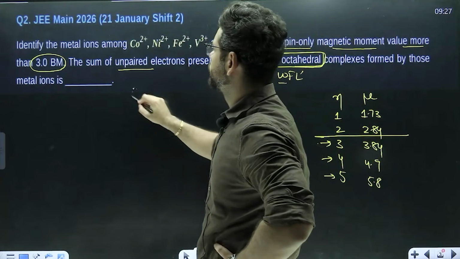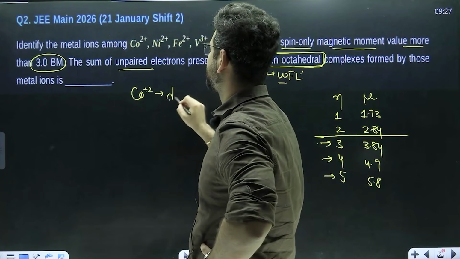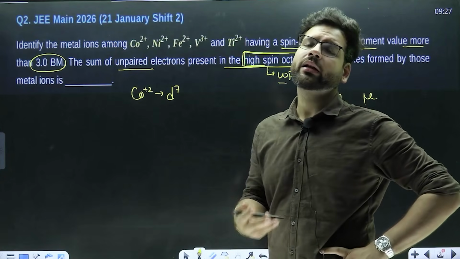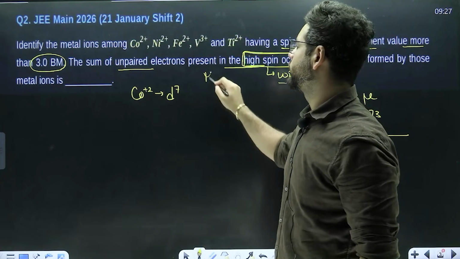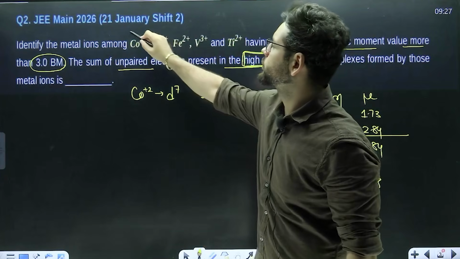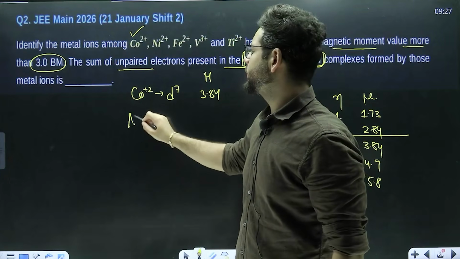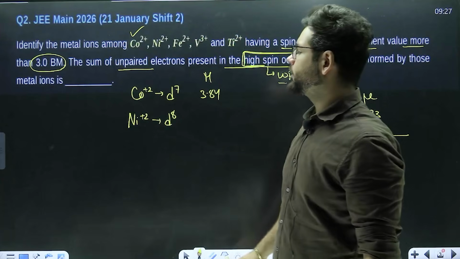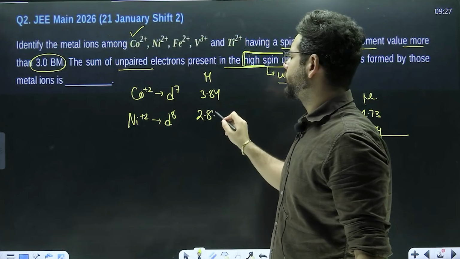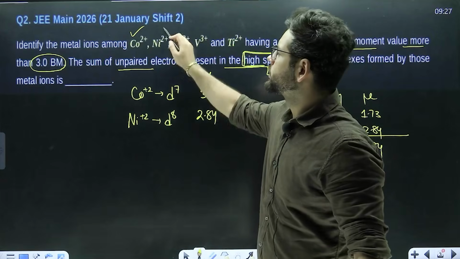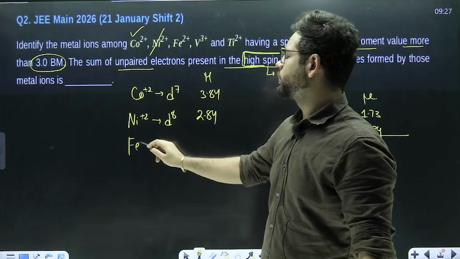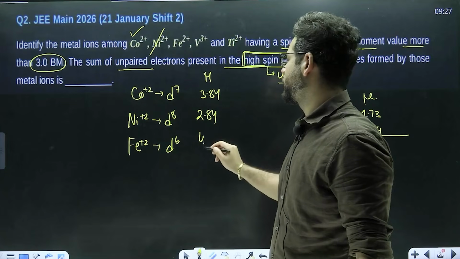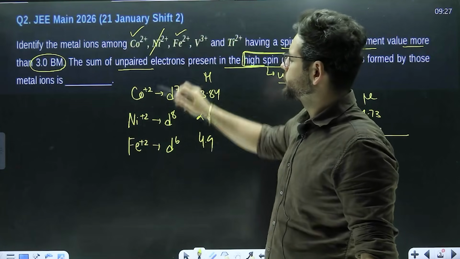Cobalt plus 2 is a D7 configuration. Okay, D7 when you draw, you will get 3 unpaired electrons. So its mu value will be 3.84. So yes, I have to choose it. Nickel plus 2 is a D8 configuration. D8 means 2 unpaired electron, 2.84 Bohr magneton. So we don't have to choose this. Iron 2 is a D6 configuration, as we know. 4 unpaired electron, 4.9. Yes, I have to choose this.